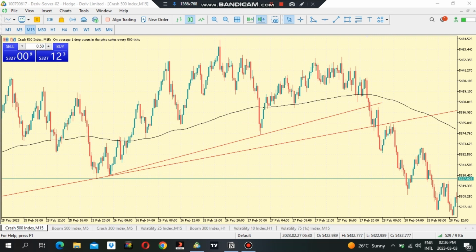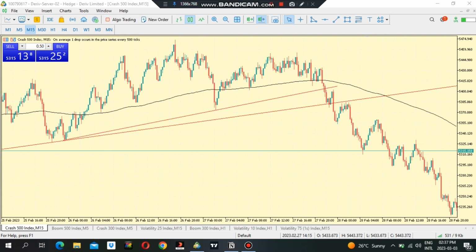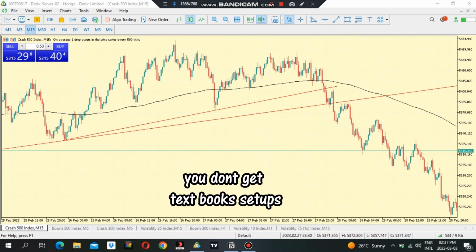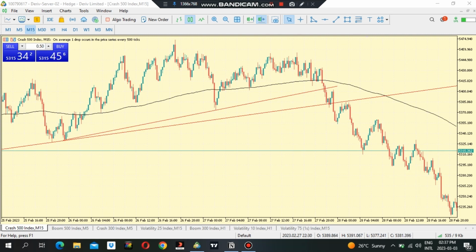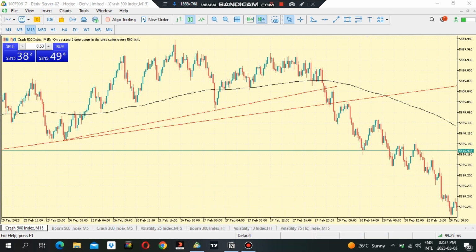As you can see, most of the time the setups that are taught in the books don't work, right? That's generally the breakout and the retest. Most of the time they are not available. We don't get such perfect trades all the time. They are trades that come perfectly, but most of the time we don't get perfect trades. So today I'm going to be sharing with you how you're supposed to do it correctly. So watch till the end so that you understand exactly what I'm talking about.